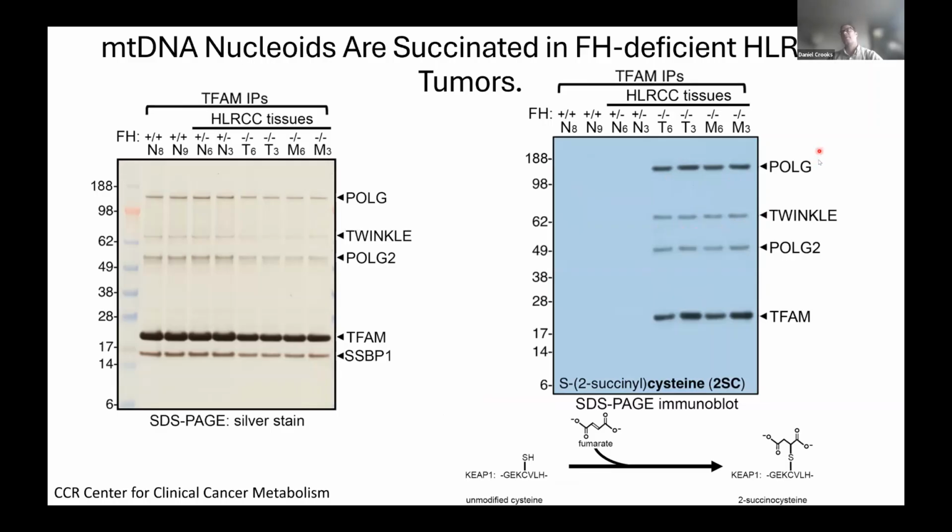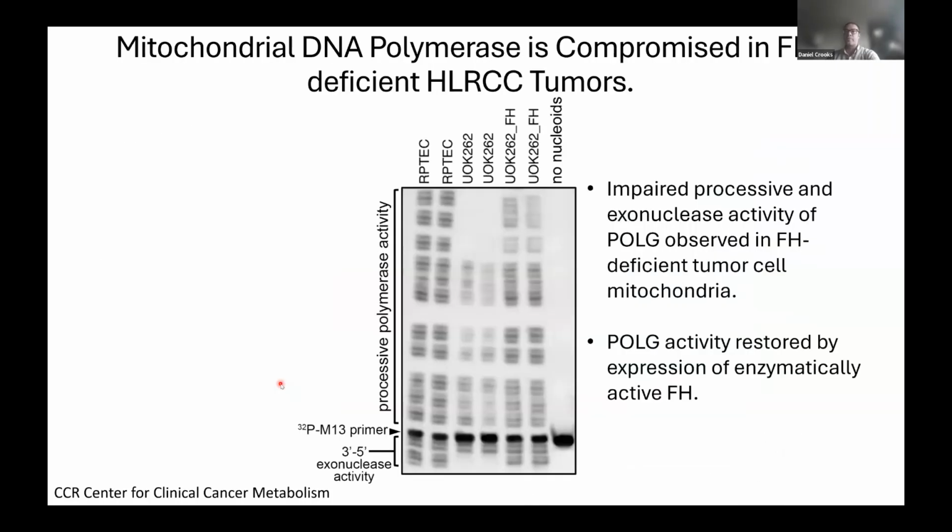This is the polymerase, the helicase, the polymerase subunit, the sort of histone. The only one that wasn't succinated was this SSBP1. It doesn't have any cysteines in it. We assay for the mitochondrial polymerase activity, and what we see is diminished processive enzyme activity for the polymerase and also diminished error-correcting activity for the mitochondrial polymerase.